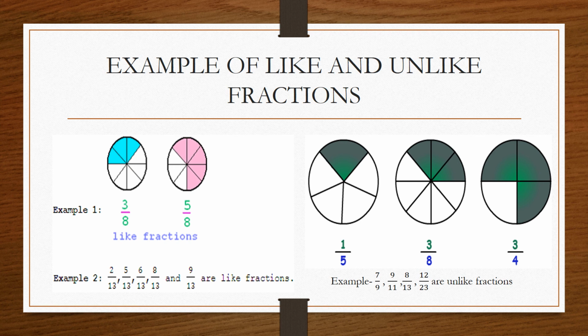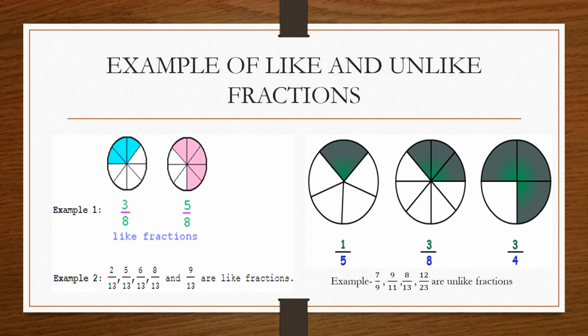Now see this figure on the right side. See, the total part in the first figure is 5. In the second figure the total part is 8, and in the third figure the total part is 4. So the total part in all the 3 figures are different. So the denominators are different. First fraction 1 by 5, second one is 3 by 8, and third one is 3 by 4. Such fractions with different denominators are unlike fractions.